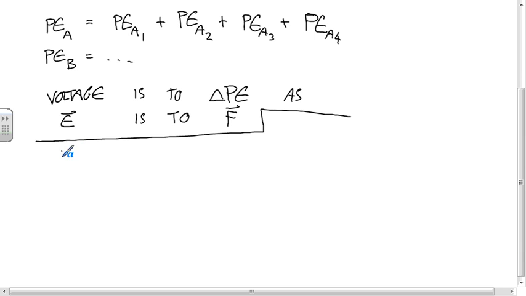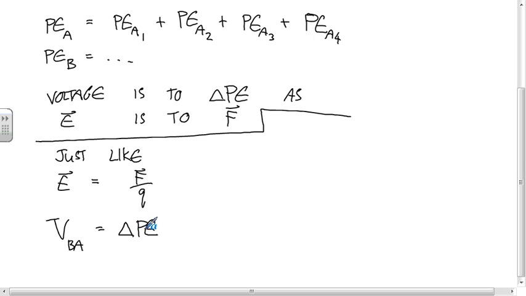So what that means is just like the electric field vector was equal to the force vector divided by the test charge, the voltage in going to B from A is equal to the change in potential energy in going to B from A, divided by Q. Okay, so in both cases, it's the thing that we did first semester: this is the force divided by the test charge, and the other one is the change in potential energy, which we're used to, divided by the test charge.